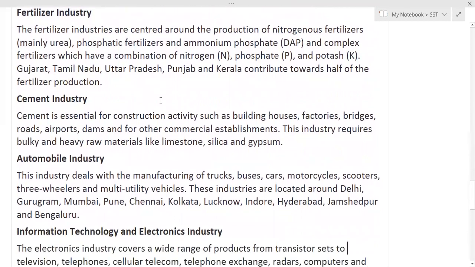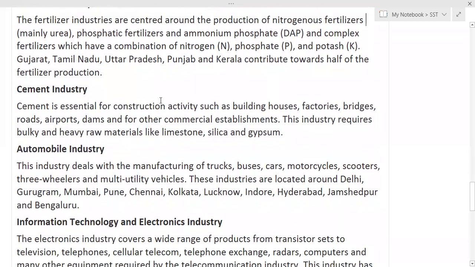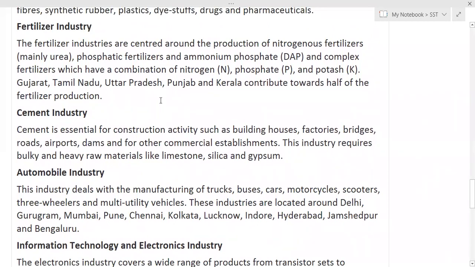The fertilizer industry is a subtopic of the chemical industry that we want to see. Fertilizer industry is centered around production of nitrogenous fertilizer, mainly urea, then phosphatic fertilizer, ammonia, ammonium phosphate, all having a combination of nitrogen, phosphate, and potash. Although they have been made from chemical industries and fertilizer industries, Gujarat, Tamil Nadu, Uttar Pradesh, Punjab, Kerala contribute towards half of the fertilizer production.